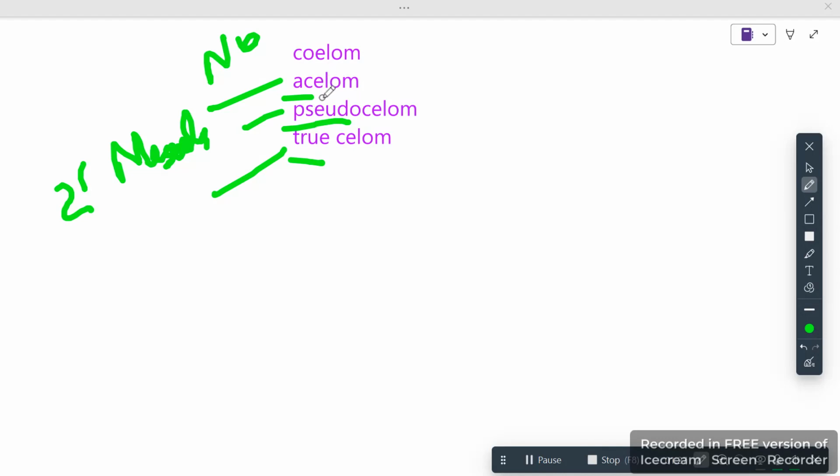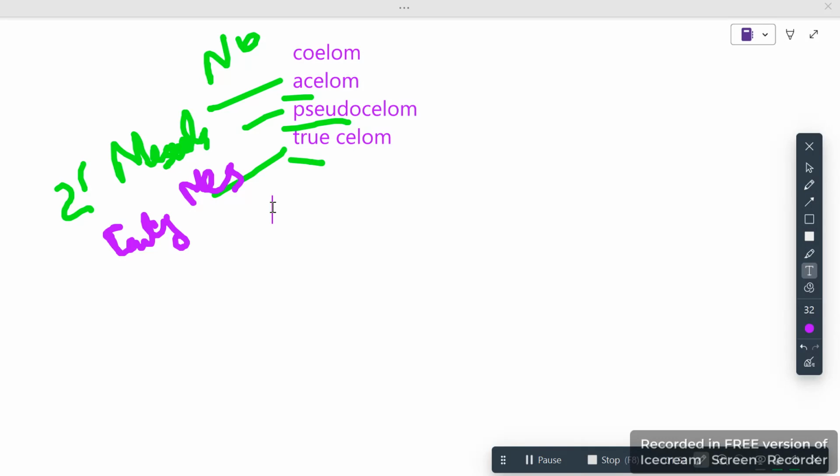So in acoelom no cavity, in pseudocoelom we have the cavity, but it is not lined with the mesoderm. In the true coelom we have the cavity plus it is lined with the mesoderm. That's why we call it true, because everything is present in this layer. I just told you a little difference between them.